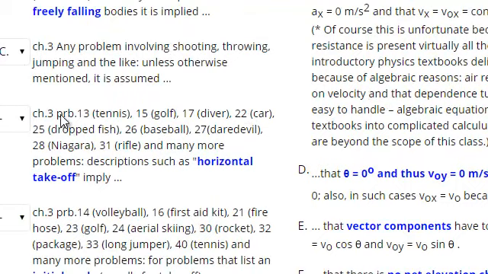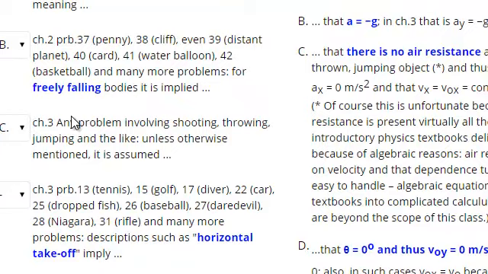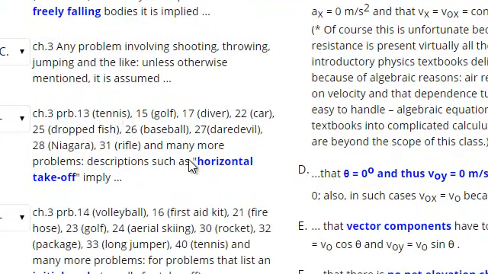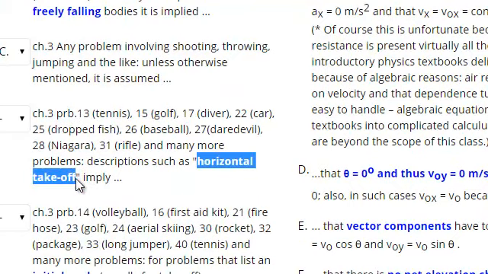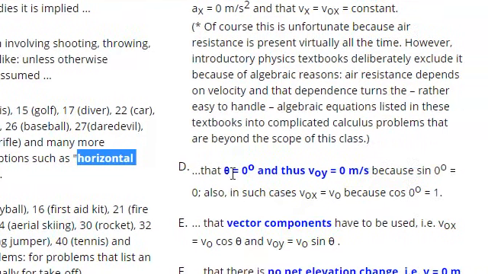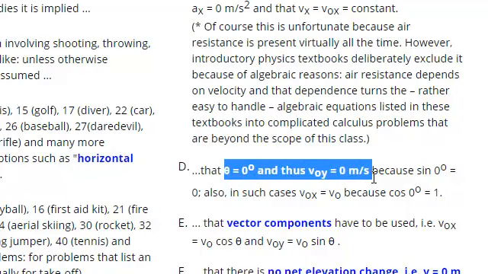All right. In chapter 3, we will come across things that have horizontal and vertical motion. And when it says horizontal takeoff, that means that as it's horizontally taking off, there is no motion initially in the vertical direction. And so therefore the angle with which it takes off is horizontal, which of course is 0 degrees. And then the velocity in the vertical is 0 meters per second. That's what the horizontal takeoff means.